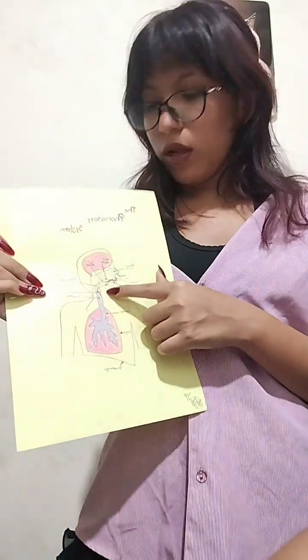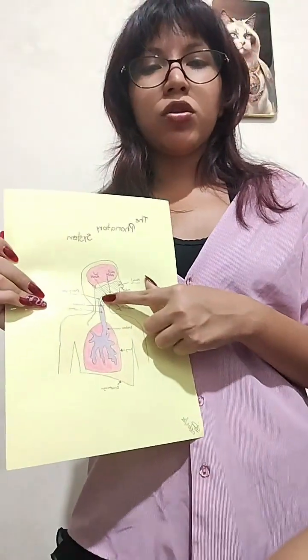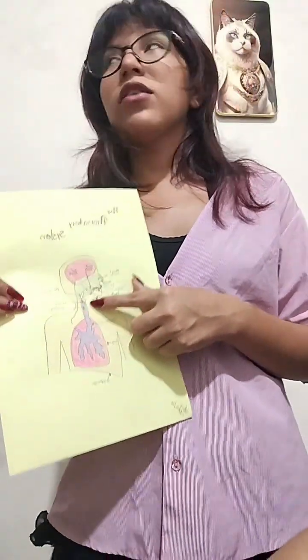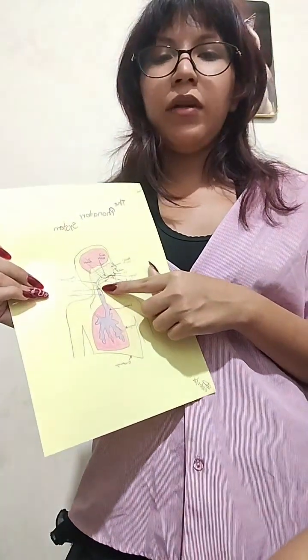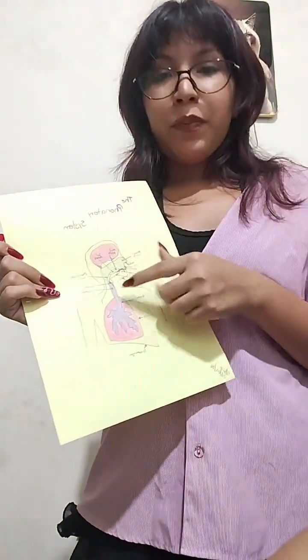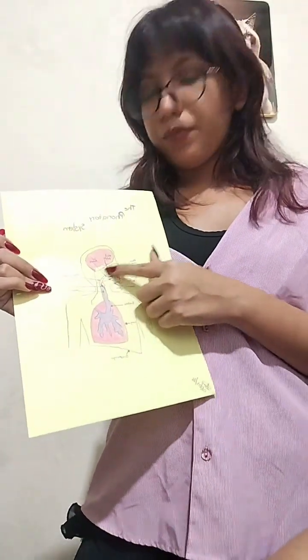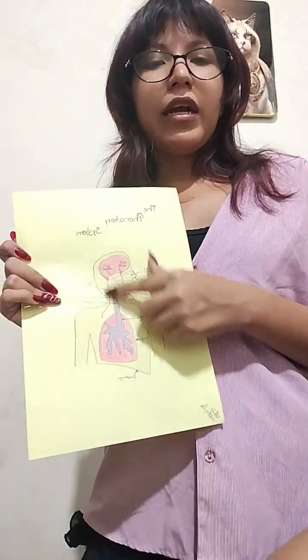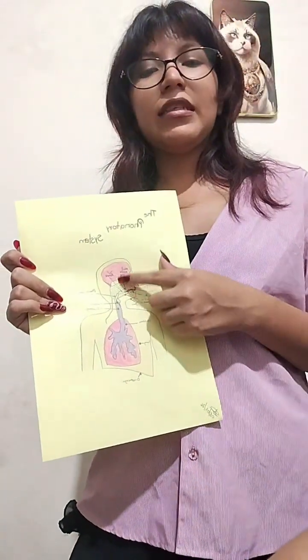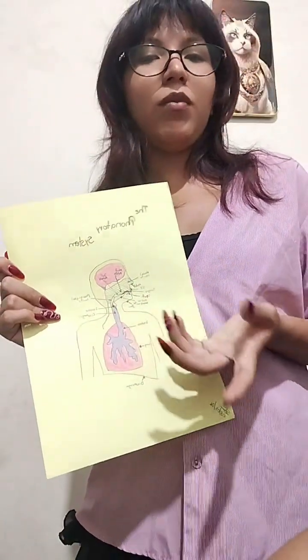The larynx is one of the most important structures in the phonatory system because it contains the vocal folds, also known as the vocal cords. When the air passes through the cords, they come together and vibrate very quickly. This vibration creates sound waves, which is basically the sound of the human voice.